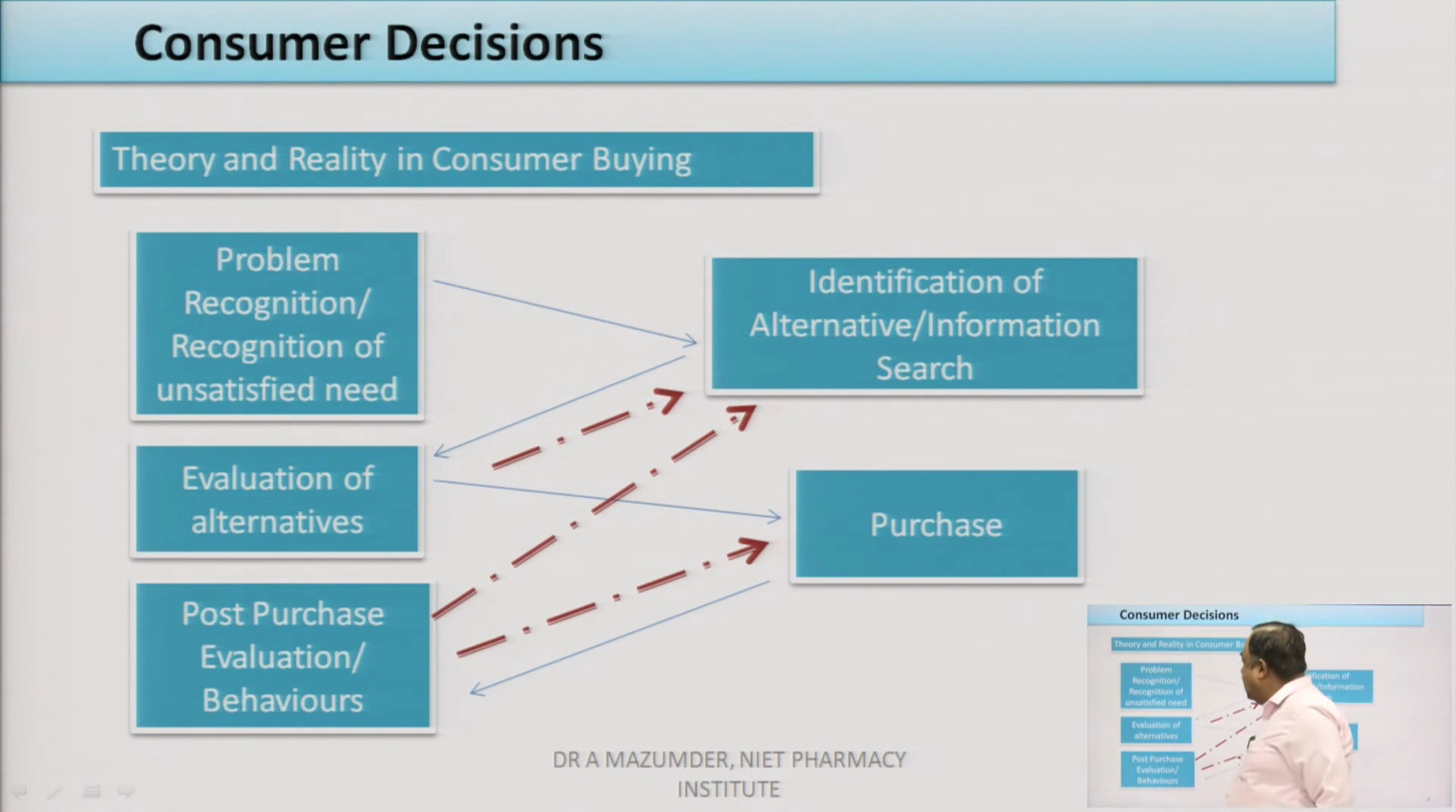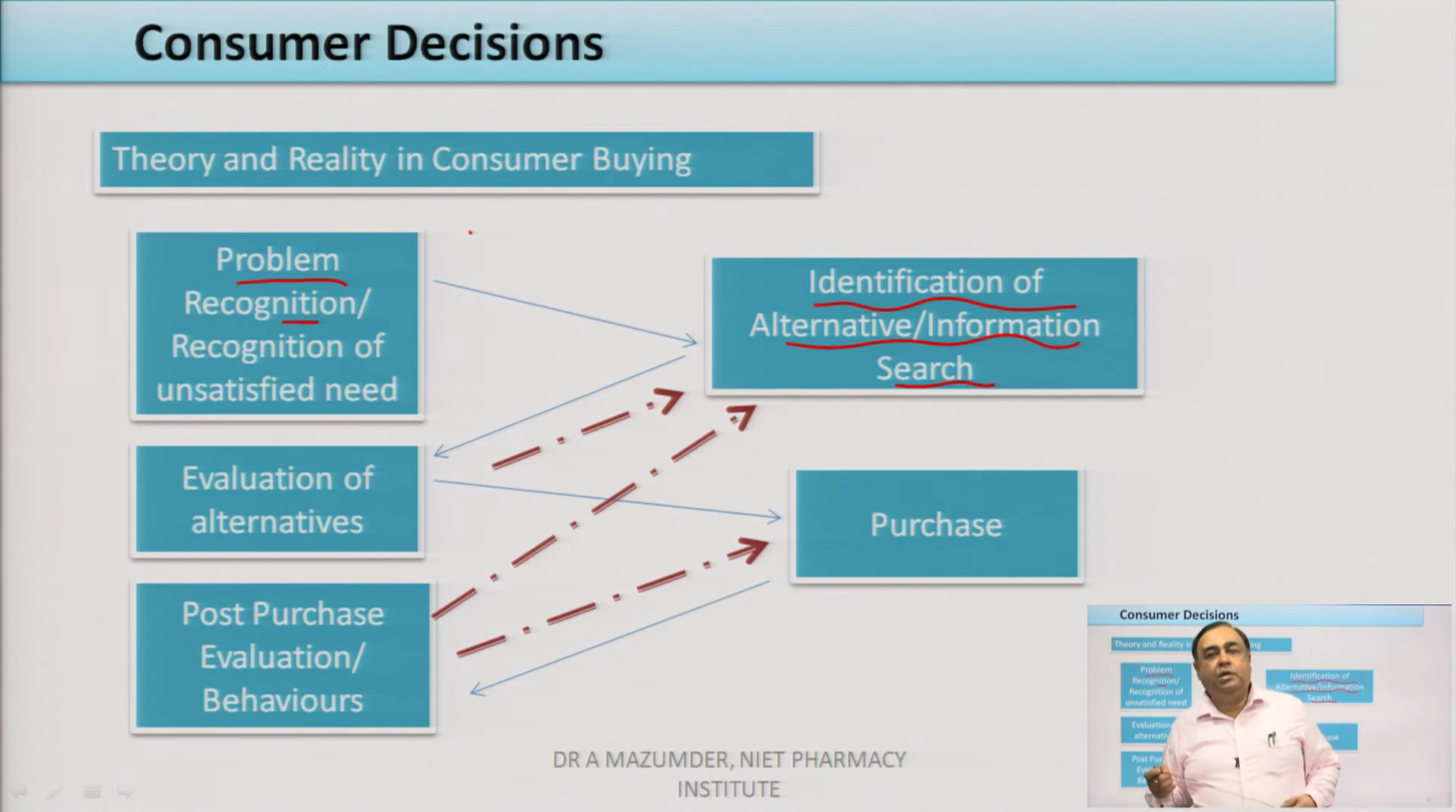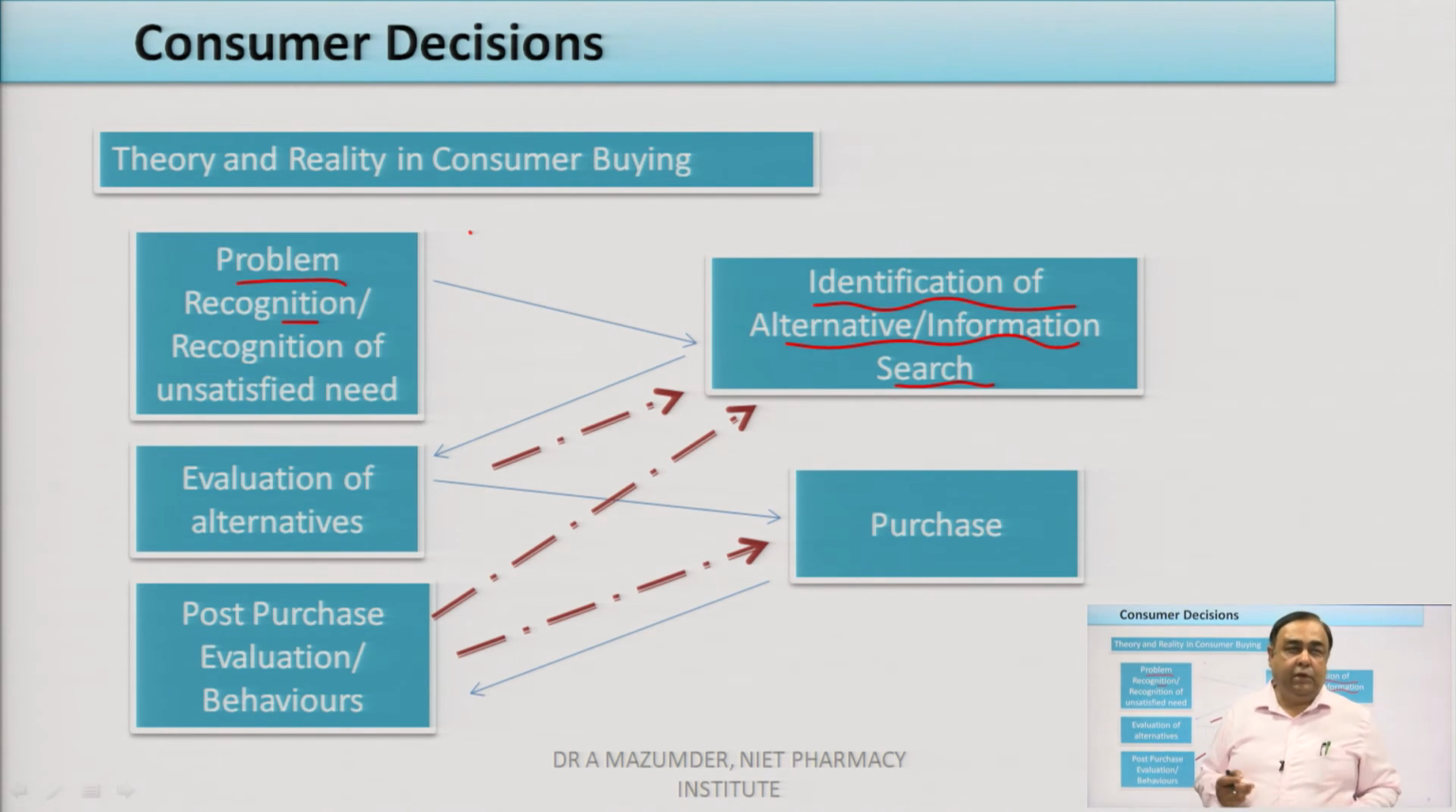Now, you have to understand, first of all, the problem recognition, or the recognition of the unsatisfied need. Once you have identified the need, then automatically you have to develop the alternatives and do the information search. You have to generate as many alternatives as may be available to the customers at a particular point of time.